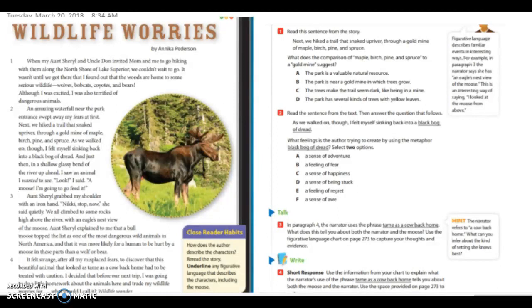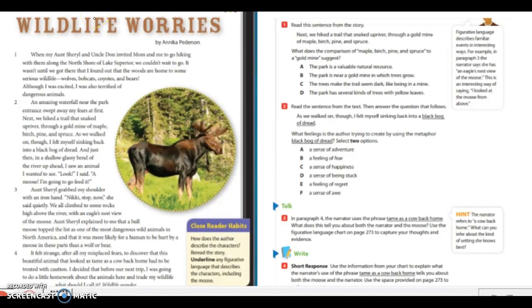We are going to go ahead now and start reading Wildlife Worries. When we begin reading, we're going to start by reading our questions to make sure that we are thinking of the questions while we read. Question number 1. Read the sentence from the story. Next, we hiked a trail that snaked upriver through a gold mine of maple, birch, pine, and spruce. What does the comparison of maple, birch, pine, and spruce to the gold mine suggest?